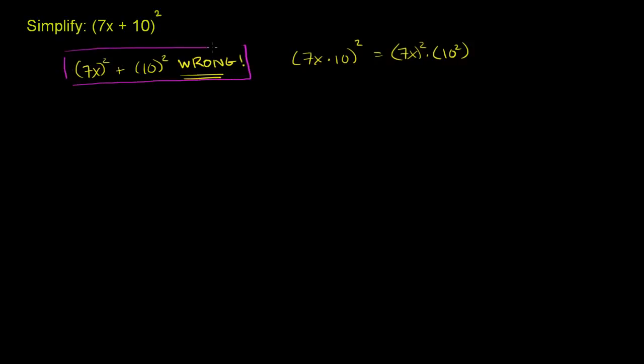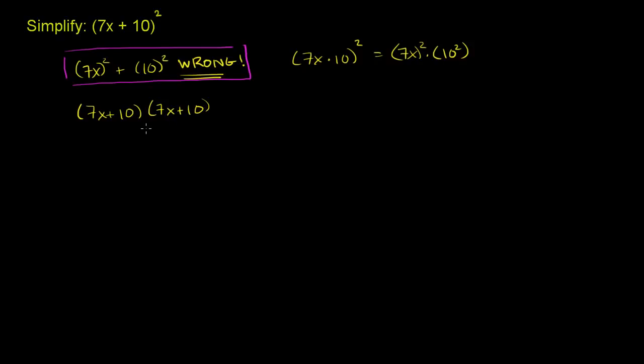And to see why it's wrong, you have to just remind yourself that (7x + 10) squared is the exact same thing as (7x + 10) times (7x + 10). That's what it means to square something. You're multiplying it by itself. If you only did it once, you'd only have one 7x + 10. So we're really just multiplying two binomials. They just happen to be the same one.